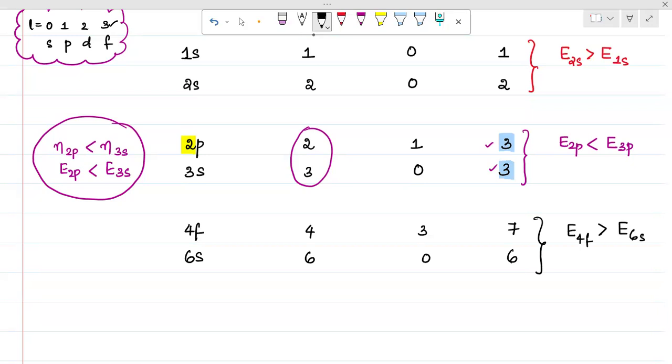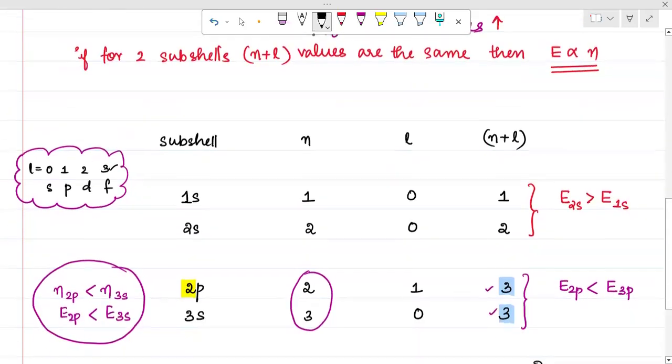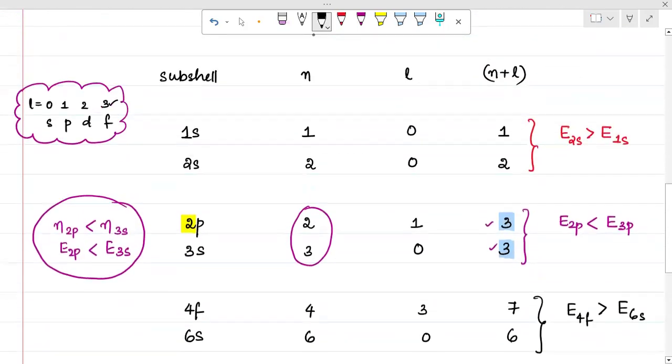So this is the way you will arrange all the energy of the subshells. There is a technique by which you can draw it as well, and I'll be explaining that. So this is the first rule of the Aufbau principle. Very easy. Now, to write down the order, for example 1s, 2s, 2p, 3s, you cannot keep on calculating the n plus L value. So there is an easy method.